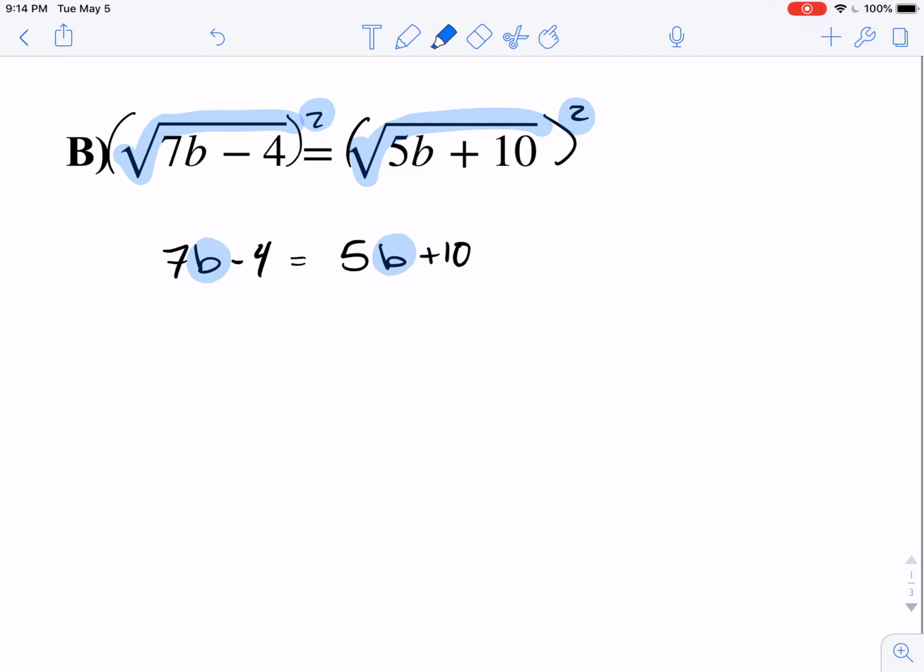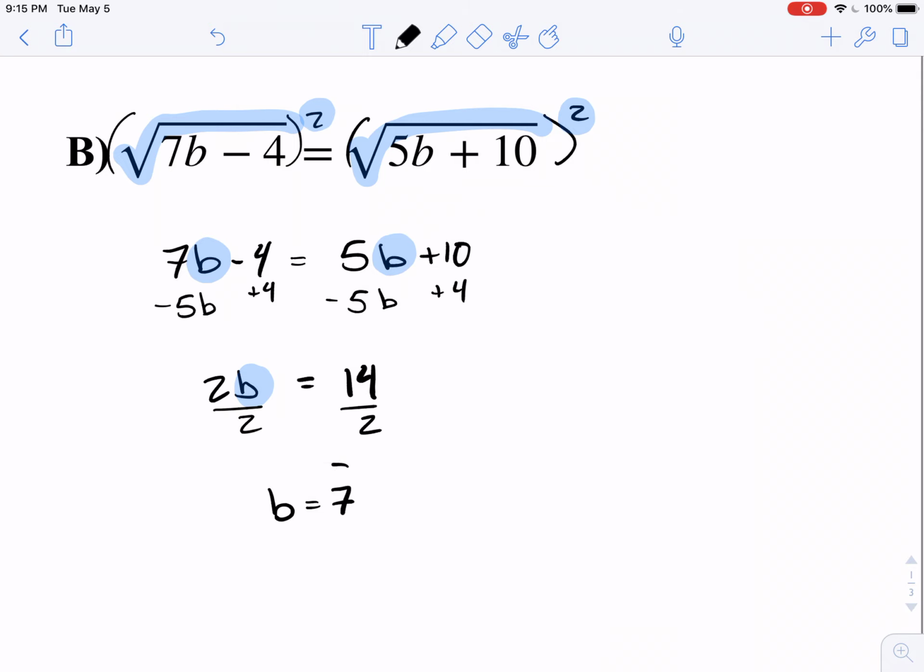We're trying to solve for b. So I'm going to get all my b's on one side, so we have 2b, and then I'm going to get all my numbers on the other side. 2b equals 14. Now, again, we're trying to get b all by itself. So to undo the 2 times, we'll divide by 2. That gives us that b equals 7.